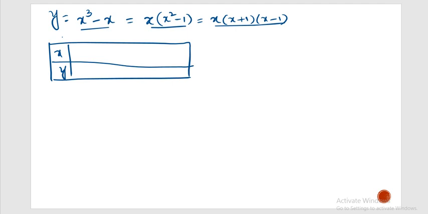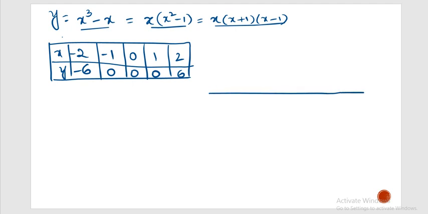When I substitute x is equal to minus 2, what am I going to get? Minus 2 whole cube is minus 8. Minus of minus 2 is plus 2. So minus 8 plus 2 is nothing but minus 6. Next if I take minus 1, minus 1 whole cube is minus 1, plus 1 will give me 0. Next for 0 again you are getting 0. Again for 1 you are getting 0. For 2, 2 cube minus 2 is nothing but 6.